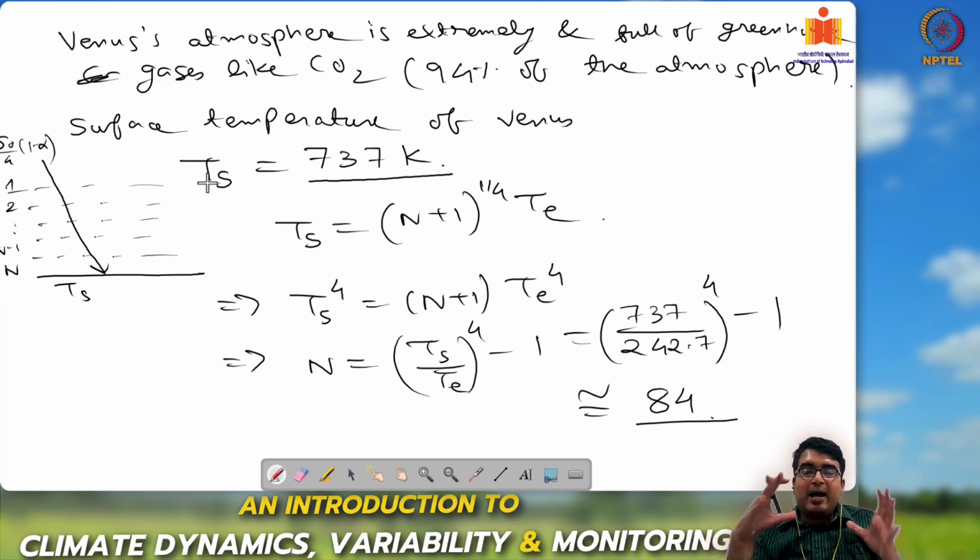And this shows how thick the Venetian atmosphere really is to get its surface temperature to such high values. And Venus is an example of a planet where runaway greenhouse effect has caused such a thick atmosphere with very high surface temperatures, much larger than the emission temperature of the planet.